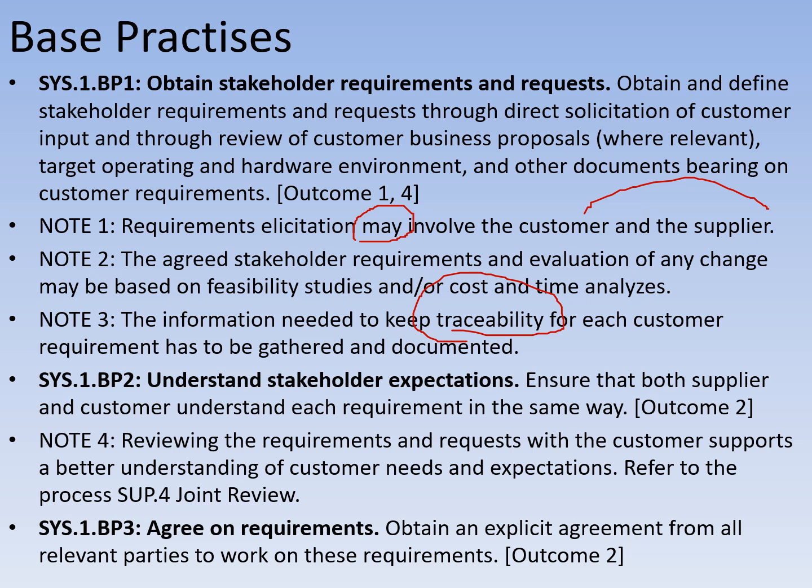Next, base practice 3, agree on the requirements. Obtain an explicit agreement. Understand this word carefully. Explicit. It should be very explicitly, clear-cutly, meticulously agreed by the relevant parties who work on these requirements, on what all the mutual requirements are and what can be expected from each other.